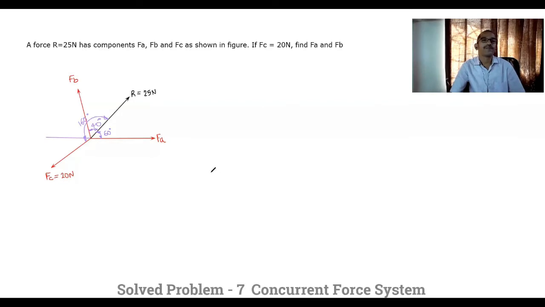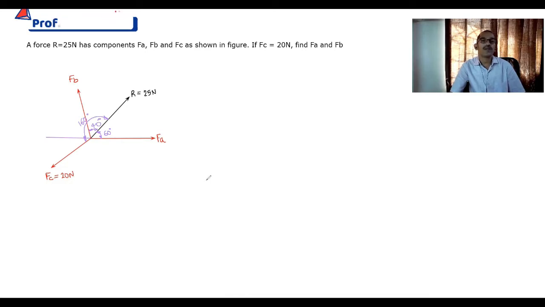Hello students, I will solve a problem from concurrent force system. In the problem, what is given: a force R equal to 25 Newton has components Fa, Fb and Fc as shown in the figure. If Fc equal to 20 Newton, find Fa and Fb.